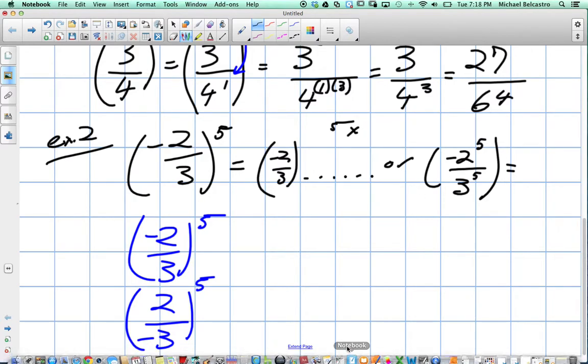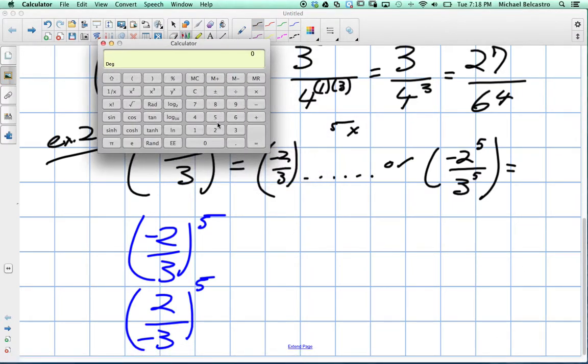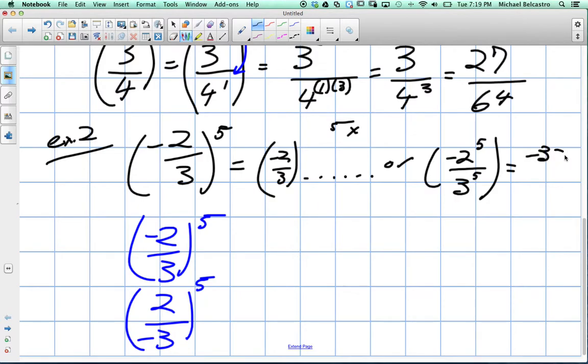Let's bring out our calculator. So negative 2 to the power of 5. Here's my question to you: when I multiply negative 2 five times, will it be positive or negative? Negative. How do you know that? Because you're multiplying a negative by a negative, but an odd number of times. Yes, that's right. Because it's an odd exponent, you end up with a negative answer. So here we go, negative 32.